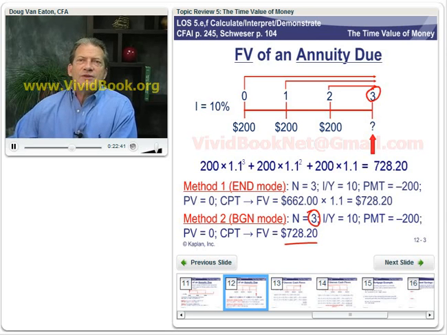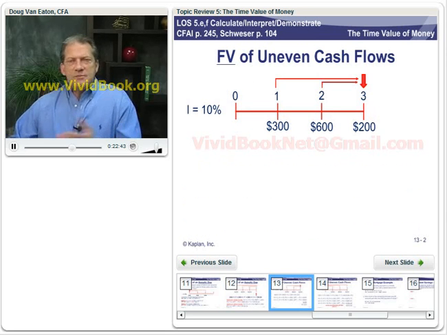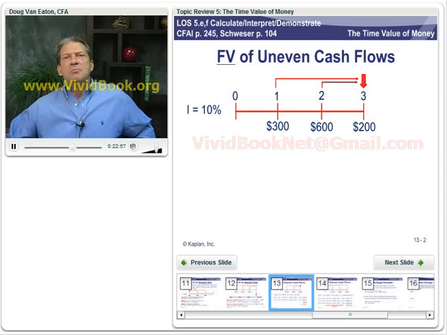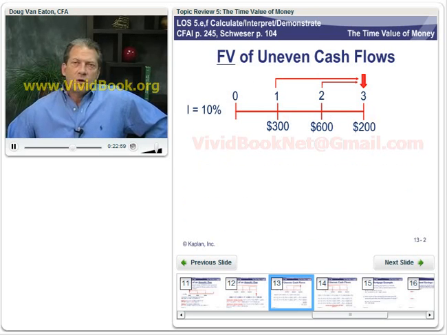What if we have uneven cash flows? Well, it's straightforward at this point. We've got some cash flow functions on the calculator, but essentially all we're going to do is take the future value of each of these deposits into an account to see how much it would grow to by time 3, which is where we're trying to calculate our future value.